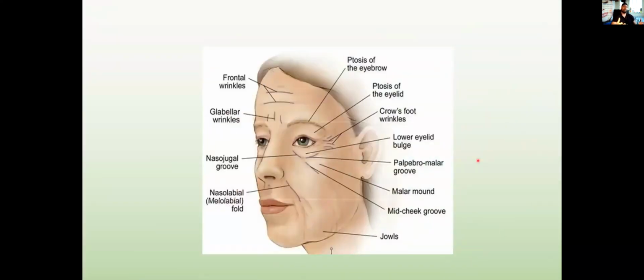And this is more of a diagram for some of you, if you couldn't see it very clearly in the two images that I've shown you. Again, you'll have your nasojugular groove, your mid-cheek groove, and then your palpebral malar groove over here. Superior to this is your infraorbital fat, which, well, the studies will say it herniates anteriorly and inferiorly as we age.